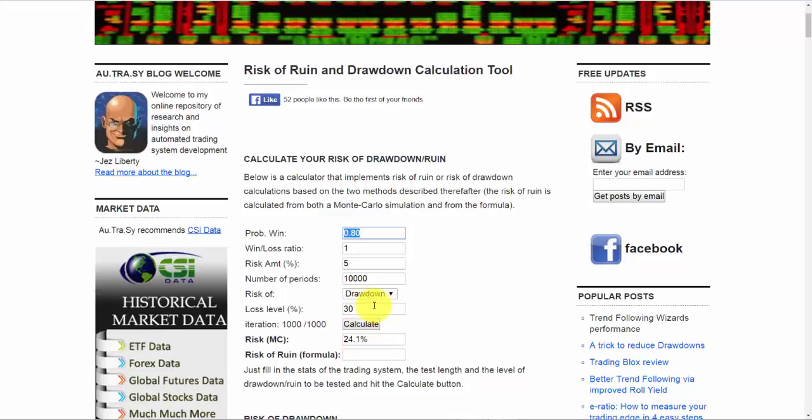A 30% drawdown doesn't seem like a lot, but if you're trading 200,000 euros, that's 60,000 euros that you lose. That can be really significant to some people to feel that pain. So please play around with the calculator if you've never done this before, so you know what to expect.